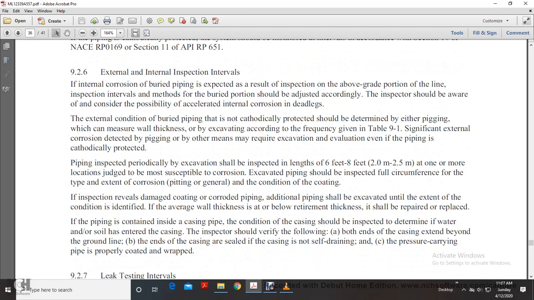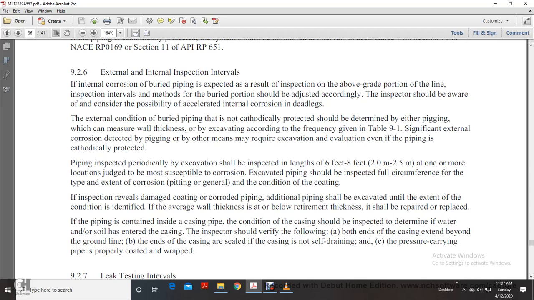The internal corrosion of the buried pipe is expected to be the result of the inspection of the above grade portion of the line, with the inspection intervals and method for the buried portion adjusted accordingly. The inspector should be aware of and concerned with the possibility of accelerated internal corrosion of the dead legs. External corrosion of buried pipe with non-cathodic protection is determined by either pigging, which can be measured with wall thickness, excavating, or according to the frequency given in Table 1.